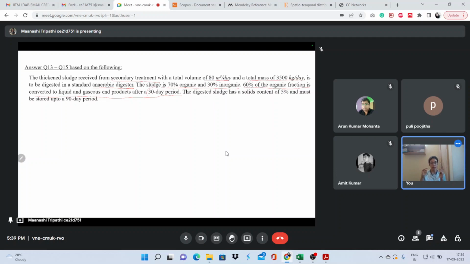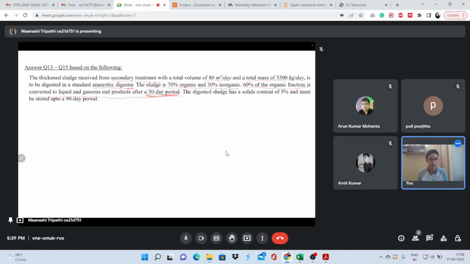And in an anaerobic system, what happens? Biomass is very less. The amount of food is the same, but biomass is very less. That is why it will take more time for the particular degree of treatment. So that is why here we are using an anaerobic digester, and the timing is a 30-day period.